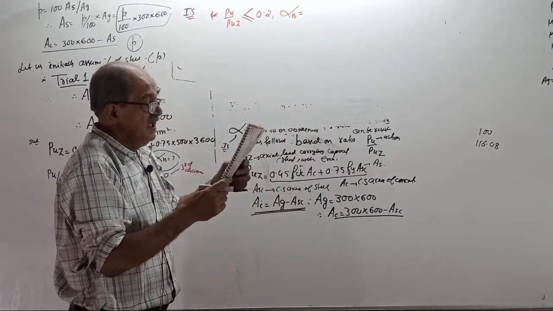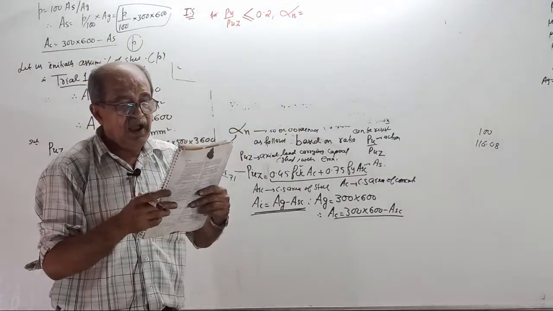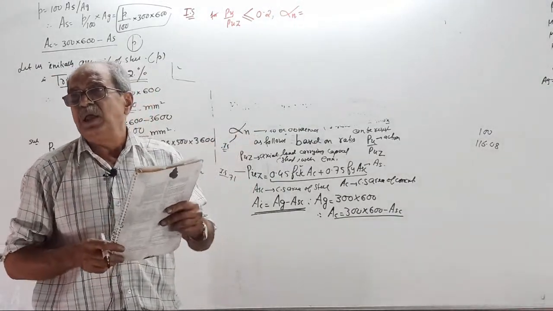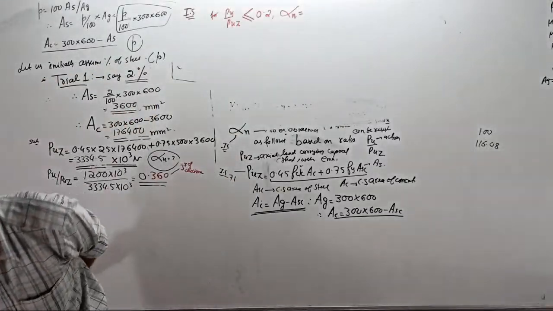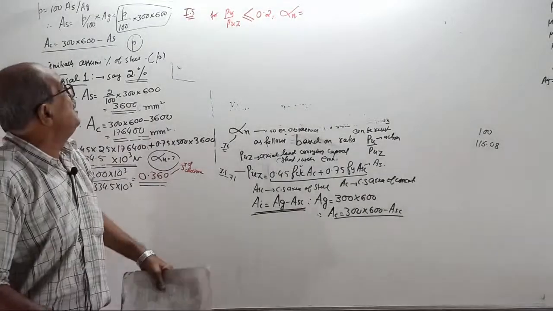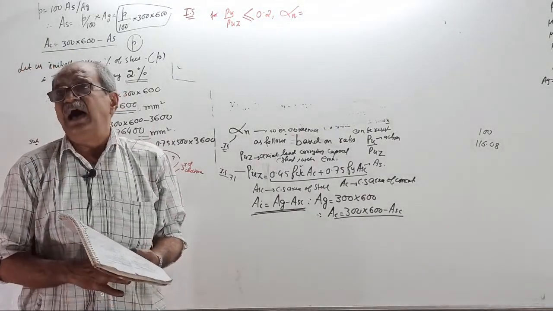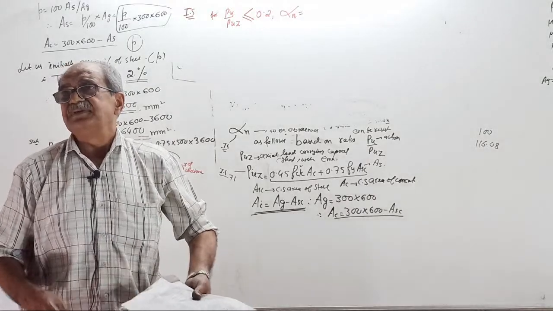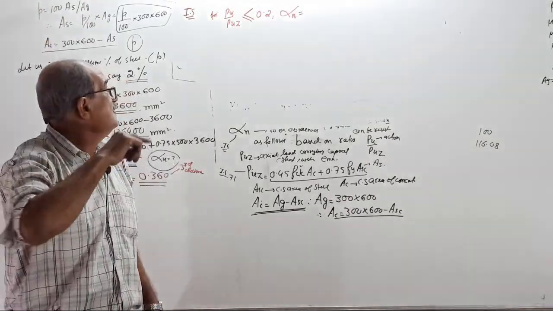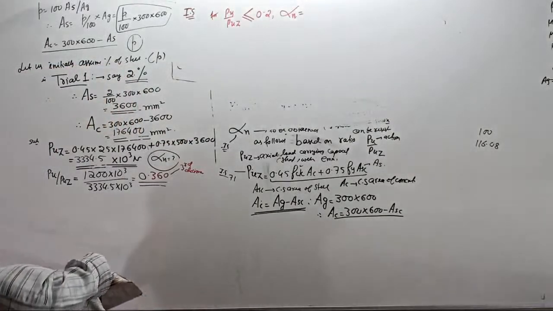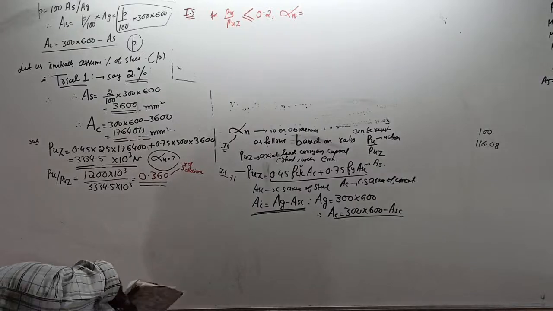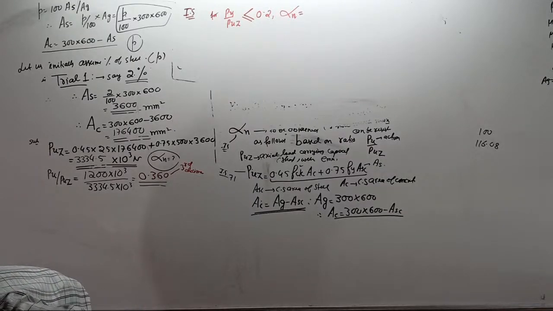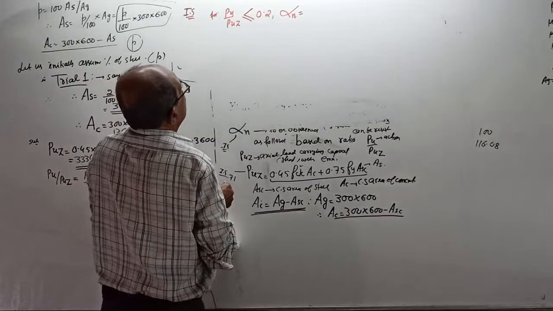Tell the answer. See there. For little, they are not given correctly. I will tell you. They told if PU by PUZ is less than 0.2, that means axial load is very small whereas bending is predominant. Then they told alpha n equal to how much? See IS code and tell me. Alpha n is 1.